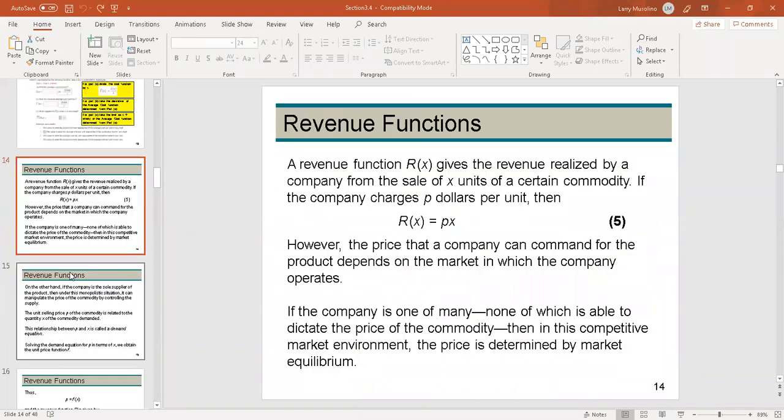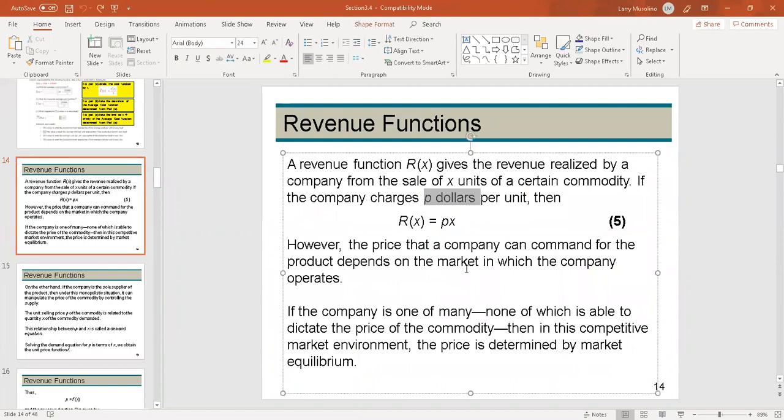Remember, revenue is how much money your business is taking in. If you think about P as the price for whatever you're selling and X is the number of units you sell, it makes sense that the revenue is just the price times the number of units.